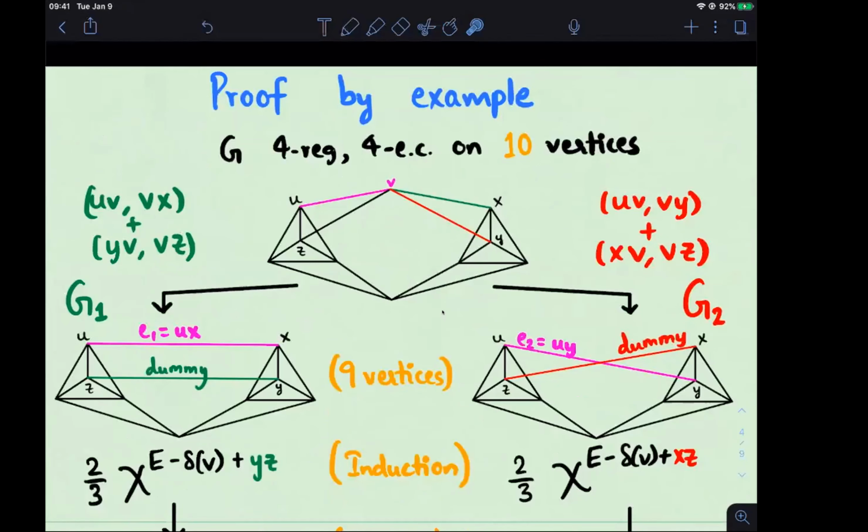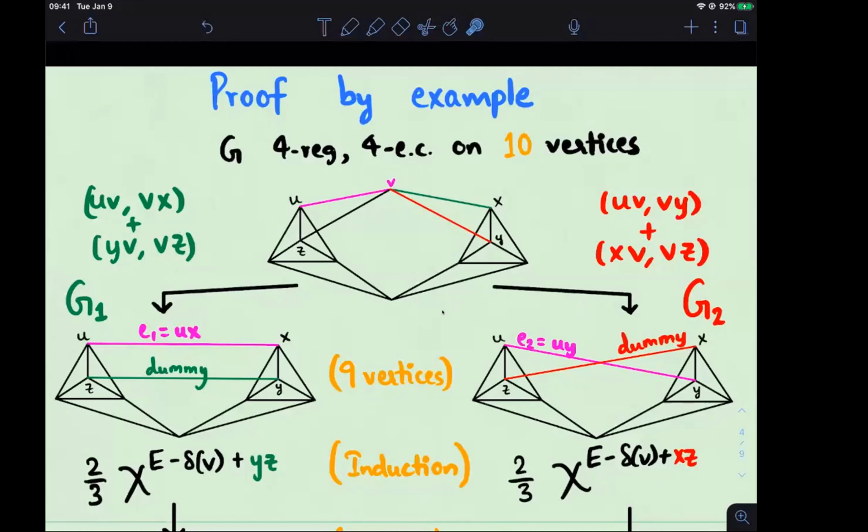Just to give you the intuition, I'll proceed with an example of our proof strategy. Let's say we have a 4 regular 4-edge connected graph on 10 vertices, and UV is the edge that we want to exclude. So we want to use an inductive or recursive strategy. We are going to go to a smaller instance of the problem, and there is an operation called splitting off, which allows us to get rid of the vertex V while still obtaining smaller valid instances of the problem.